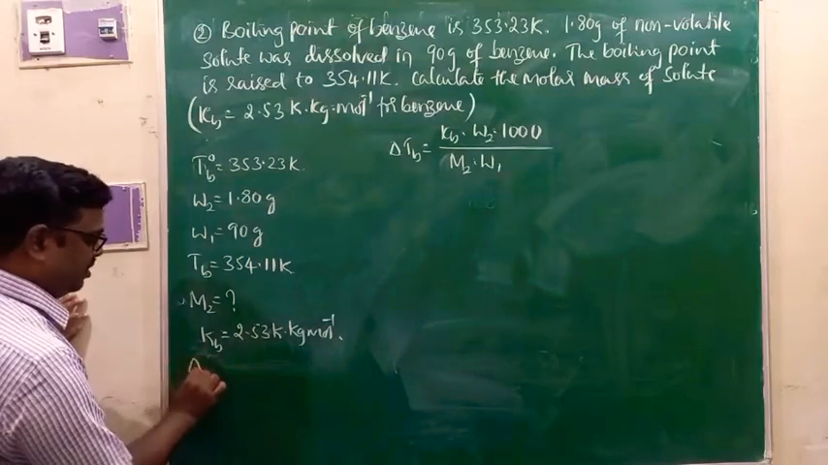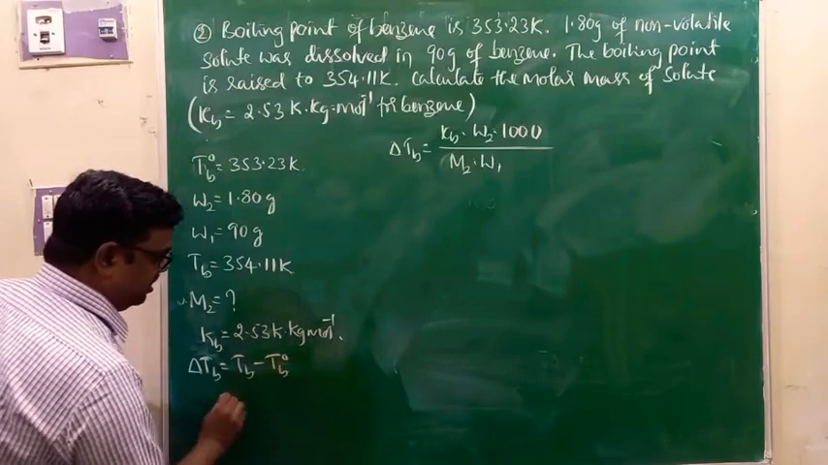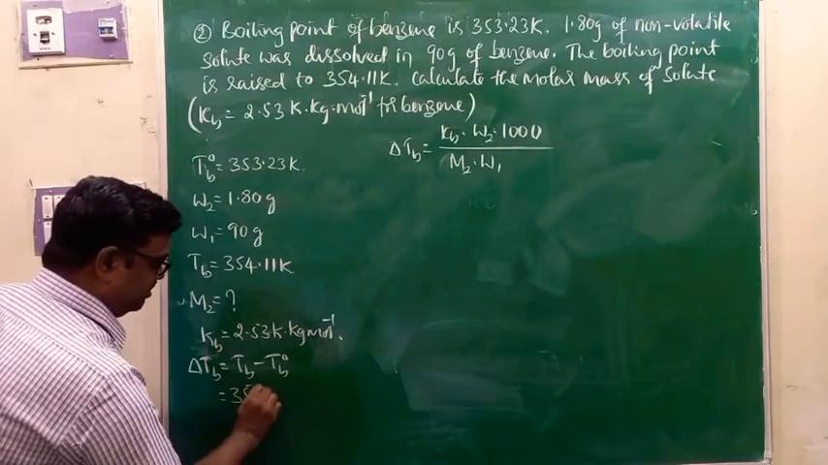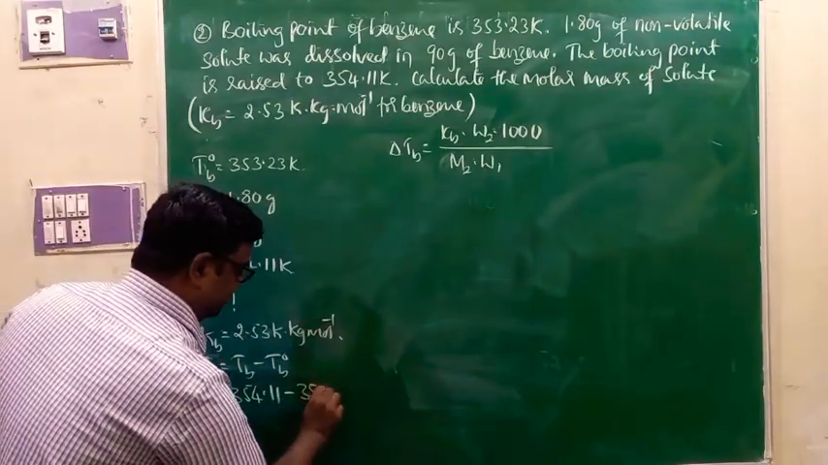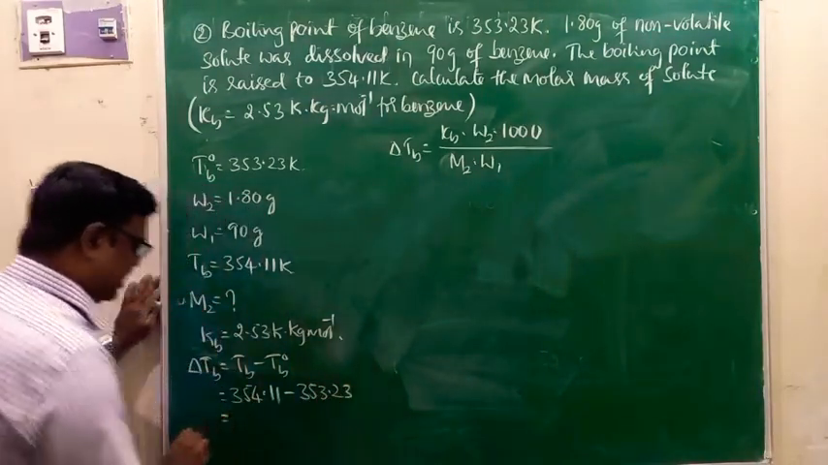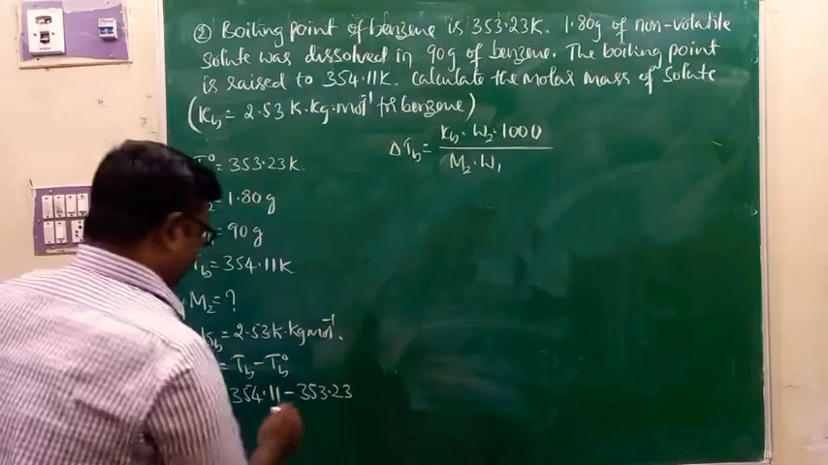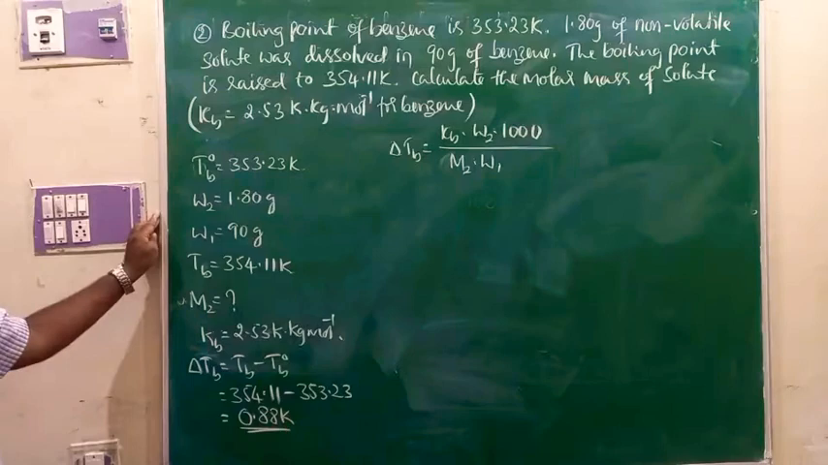Here we have to calculate delta TB. Delta TB is equal to TB minus T0B. TB is 354.11, minus T0B, which is 353.23. Subtract and you will get the answer: 354.11 minus 353.23 comes out to be 0.88 kelvins. This is delta TB.